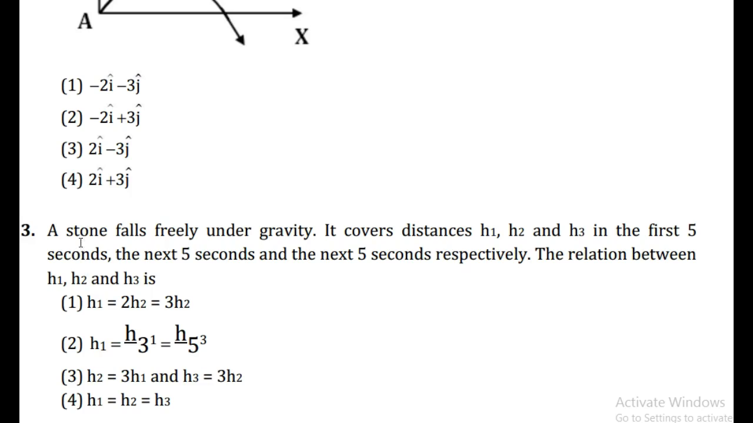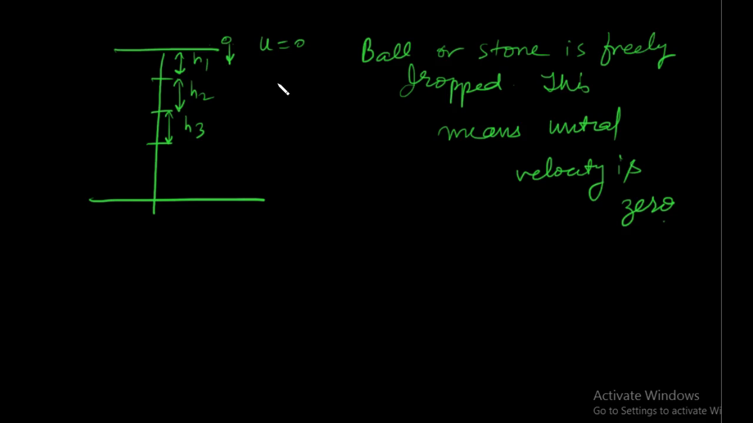First of all, you have to read the question very carefully. In these types of exams, the question has to be read very carefully, because it is not a research oriented exam. The question always tricks you. A stone falls freely under gravity. Then it is written that it covers distances h1, h2, h3 in the first 5 seconds, next 5, and then next 5 seconds. We have to find out the relation between h1, h2 and h3. Alright, so this is the question.